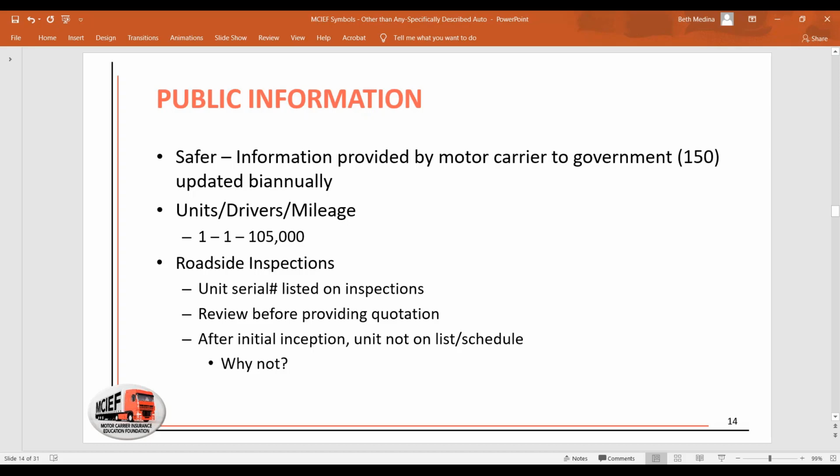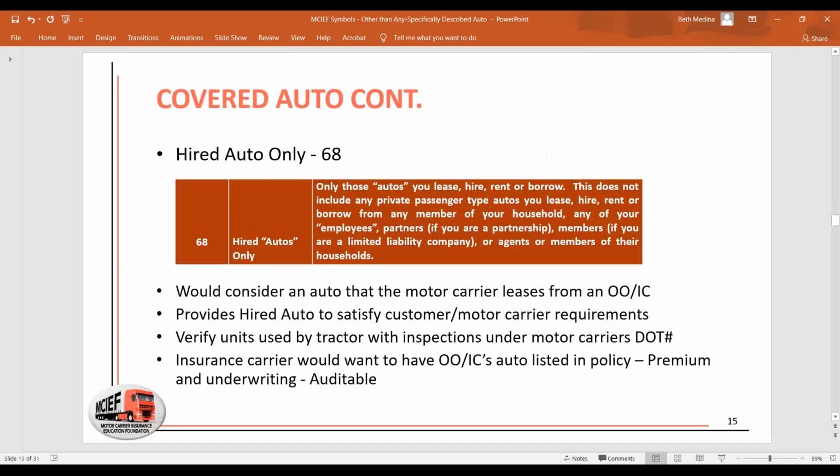Then the question would be, why not, because we can monitor those serial numbers during the policy term. As an agent, you'll be asked, why isn't it on the policy? And that would have to be responded to, or the insurance carrier will take action, either by premium adjustment or by accepting the answer.